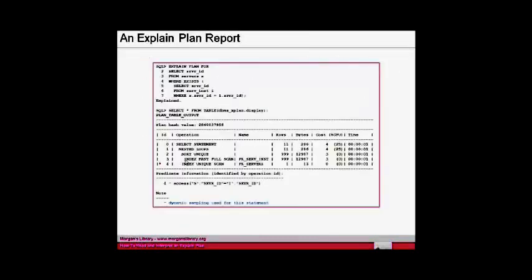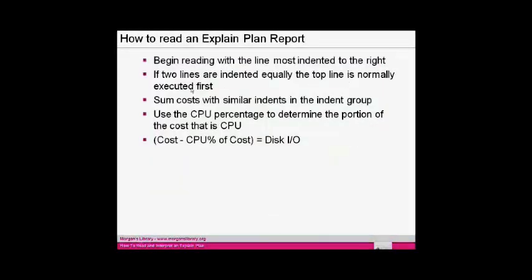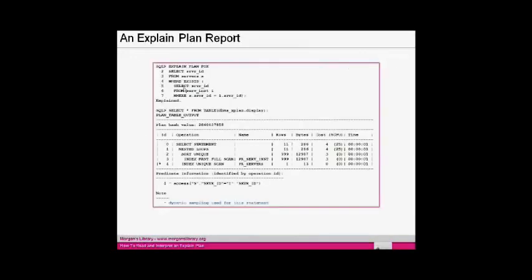This is the line right here, number 3, that is if that's what it's most likely to have done first. The second instruction is if 2 lines are indented equally, the top line is normally executed first.